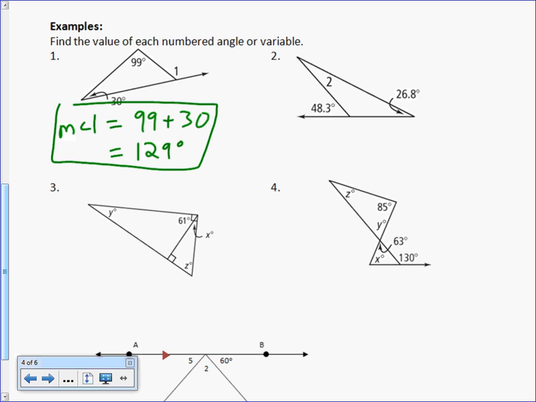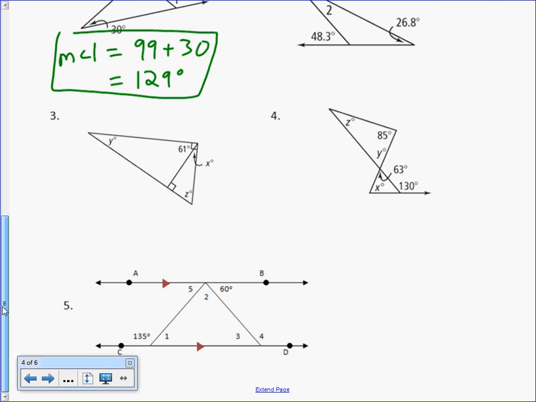Now we're going to do some, we'll set up number 2. Number 2 is very similar, except we have that exterior angle, so we have that 48.3. That's going to be equal to the measure of angle 2 plus 26.8. I'll leave you to solve that one for the measure of angle 2. Let's do number 3 and then number 5.